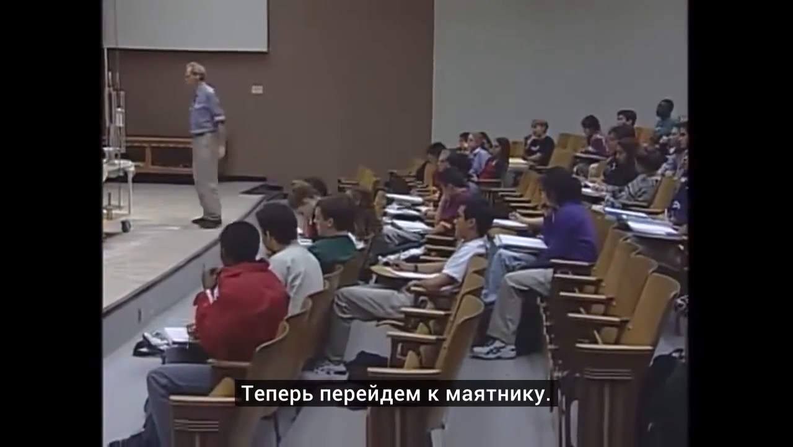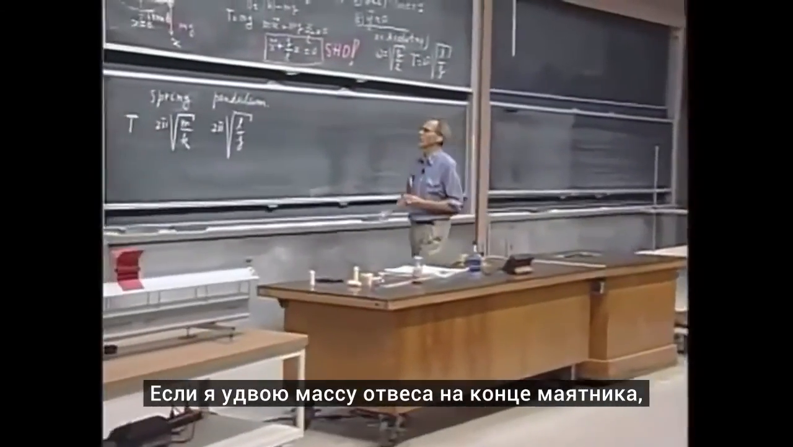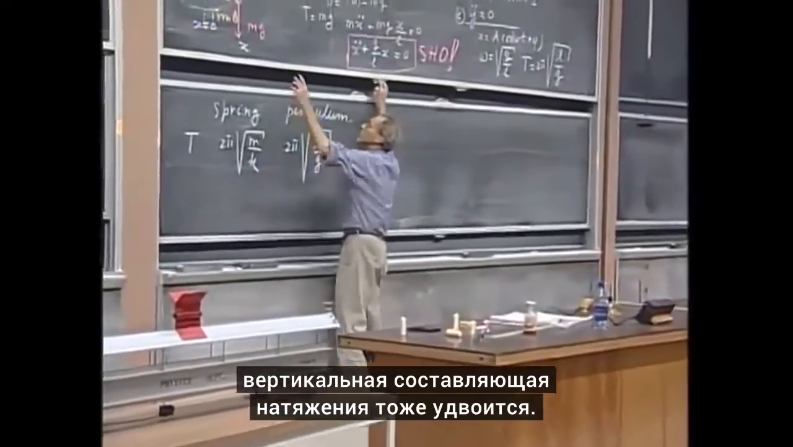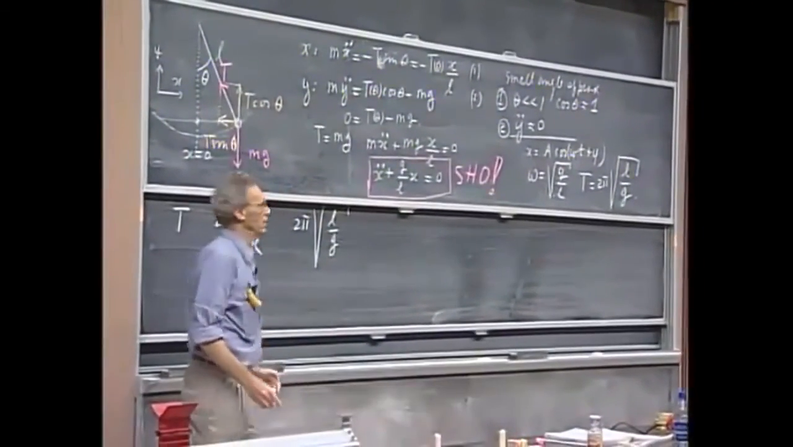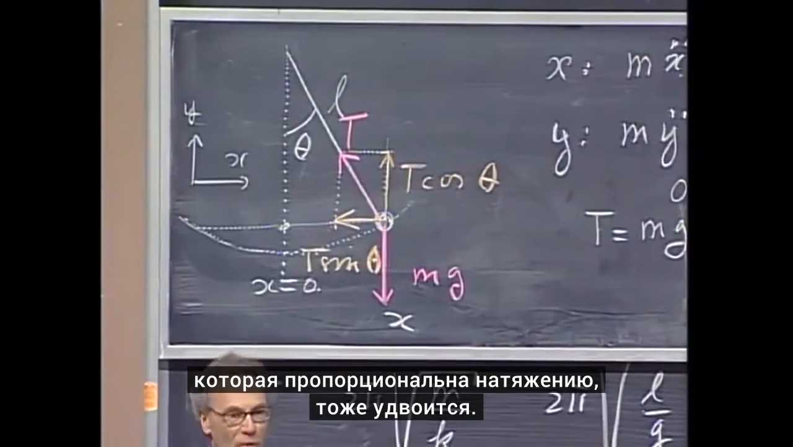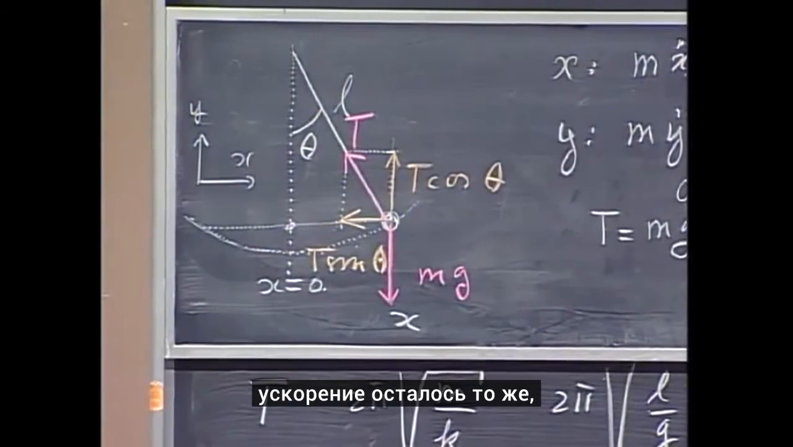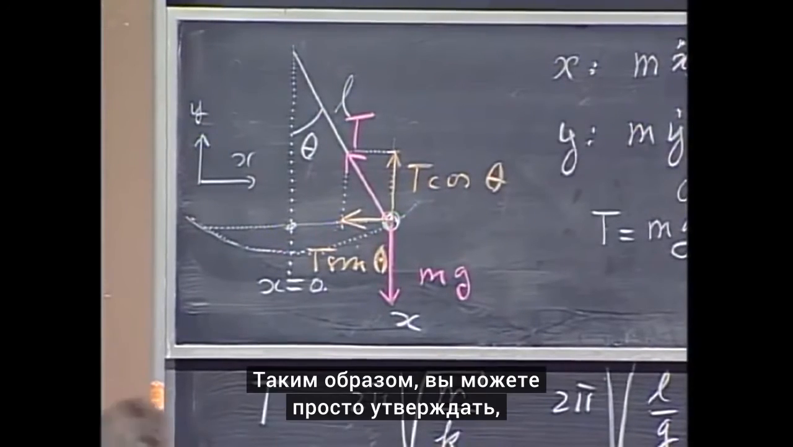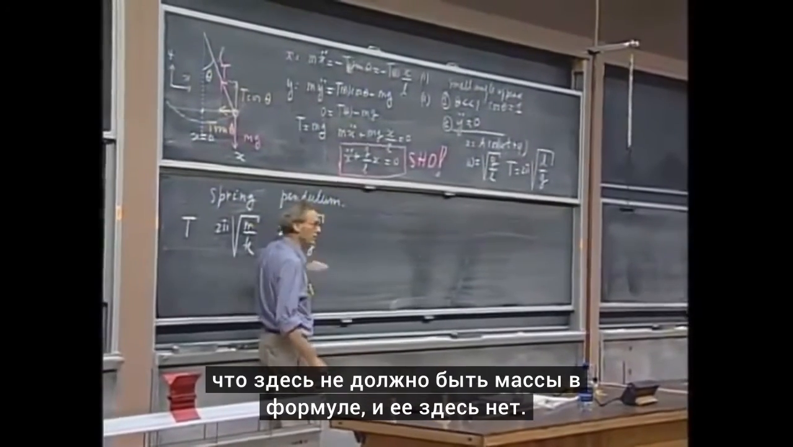Now go to the pendulum. If I double the mass of my bob at the end of a pendulum, then the vertical component of the tension will also double. That means this restoring force, which is proportional with the tension, will also double. So now the restoring force doubles, and the mass doubles, the acceleration remains the same, the period remains the same. So you can simply argue that there should be no mass in here, and there isn't.